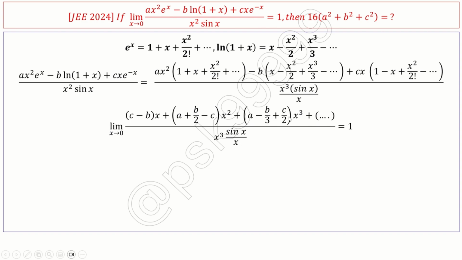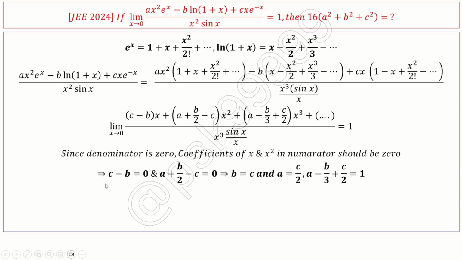So a − b/3 + c/2 is equal to 1, right? I just took the coefficients accordingly: c − b equal to 0 and a + b/2 − c equal to 0. From this I can derive b equal to c, and if I substitute that here, it becomes a equal to c by 2. With all these three equations, I can get my three values: a equal to 3 by 4, b equal to 3 by 2, and c is also 3 by 2. So what is 16 times (a² + b² + c²)? It is 81.